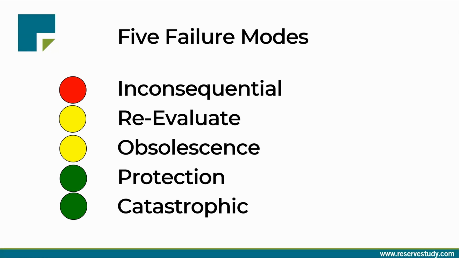You can live without it for a little while, but you want to think twice and reevaluate obsolescence projects, doing the ones that have true merit for the association and deferring the not needed now projects. It's the protection and catastrophic projects that you want to make sure you do on time.